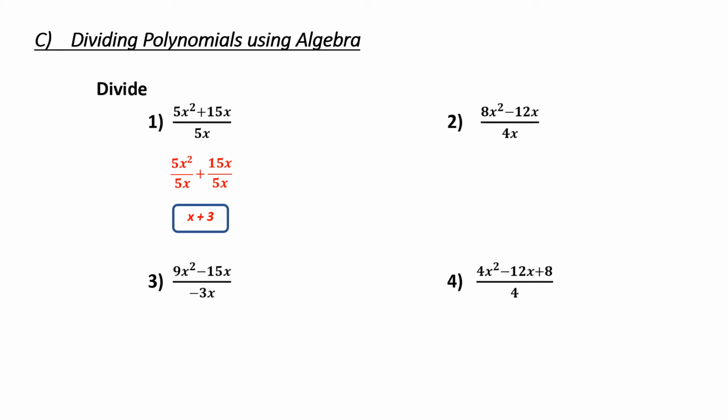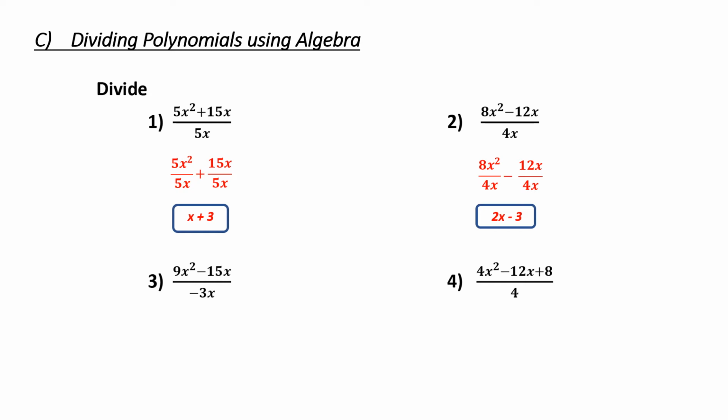Okay, I hope you've had a chance to try these. Number 2, what you'll notice is I've thrown in a negative value in the numerator, but we follow exactly the same procedure. We take each term in the numerator, 8x squared, and divide it by 4x. Negative 12x divided by 4x. 8x squared divided by 4x, 8 divided by 4 is 2, x squared divided by x is x. Minus 12x divided by 4x is 3. So my answer is 2x minus 3 because these are not like terms and they cannot be combined.